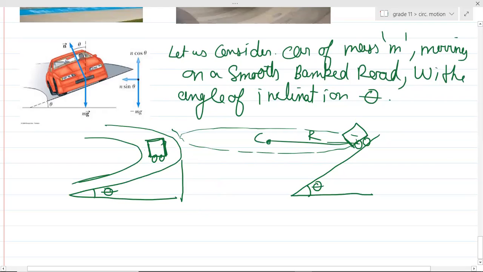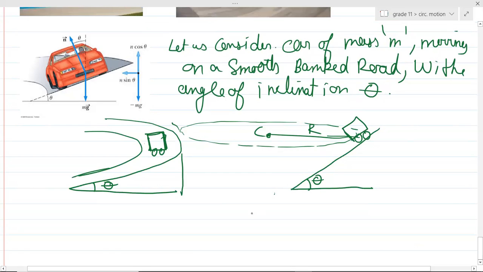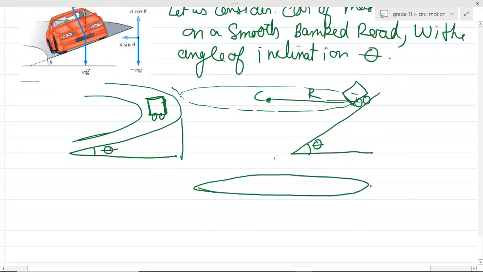The center of the circle is lying in front here, not over here. Can you see the frustum of a cone? It's somewhat like this frustum. Everyone understands what a frustum of a cone is, right? So basically the car is over here and it is moving in a circular path.